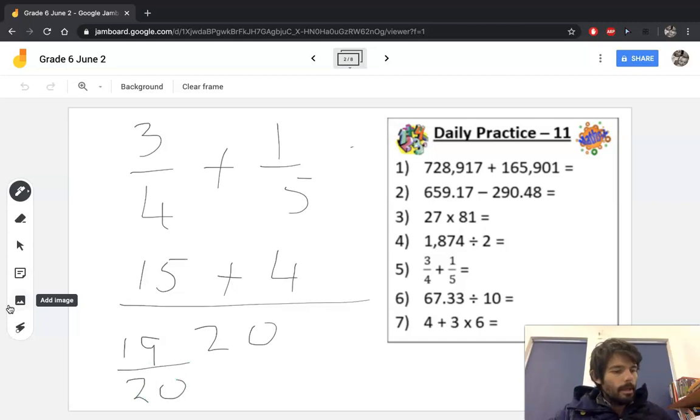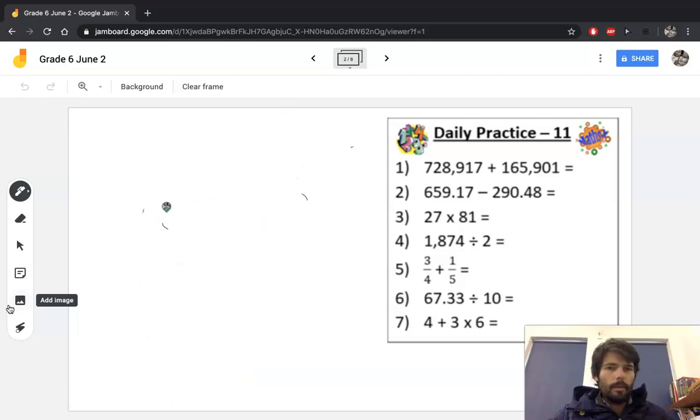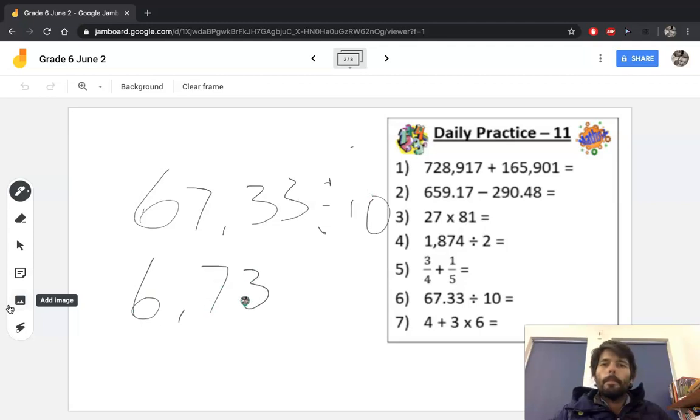Question 6. I'm sure by now we know that when we divide by 10, the number gets one place smaller. Okay, and 6,733 divided by 10 is going to give us 673.3.